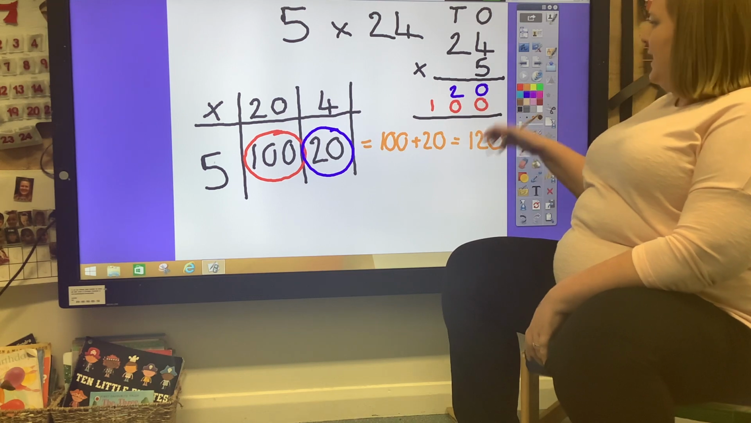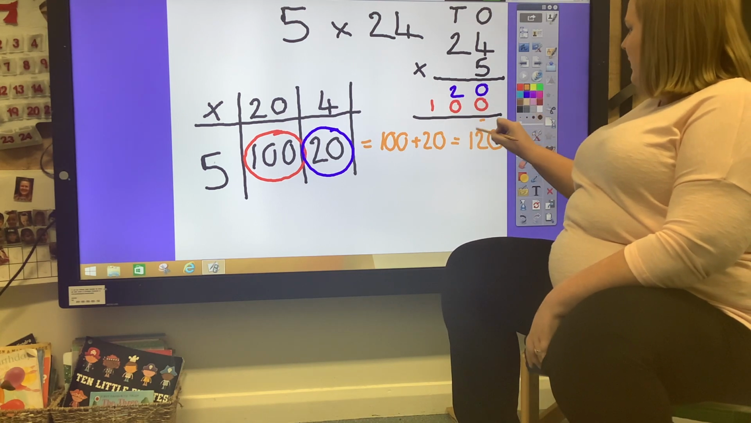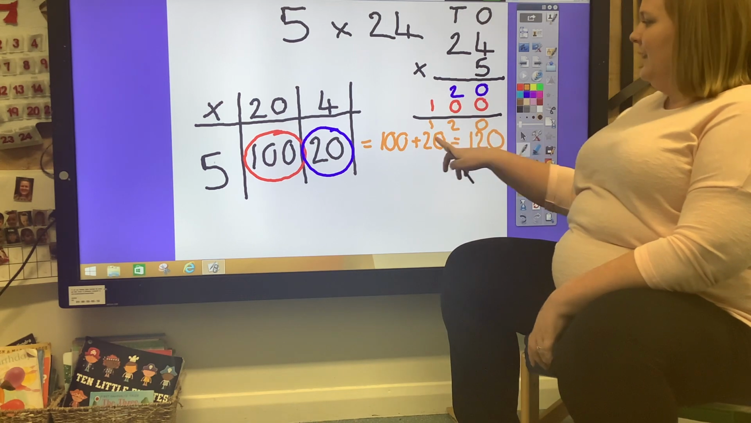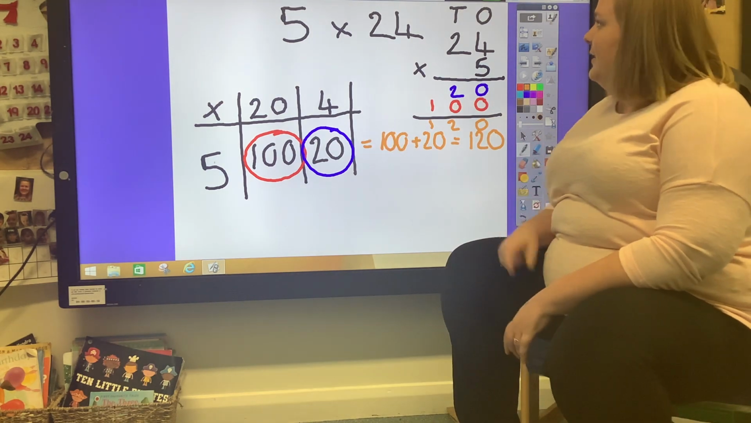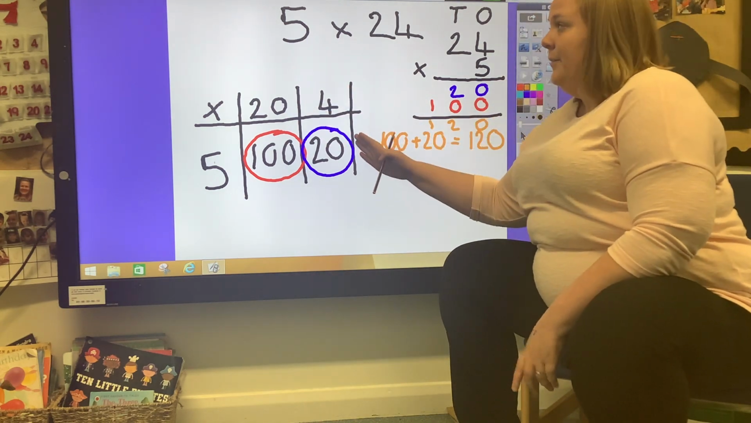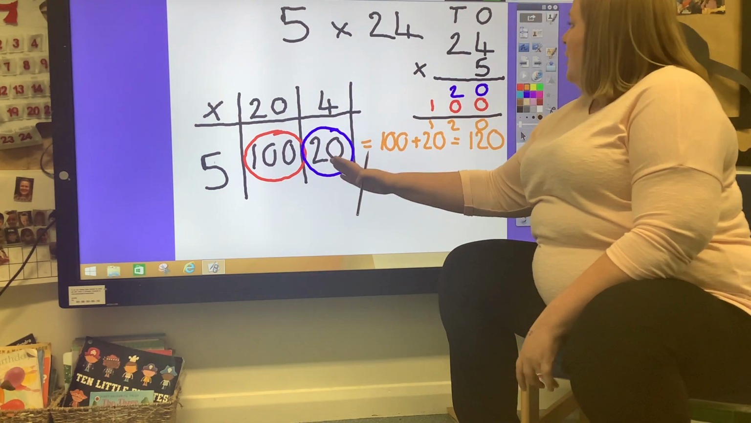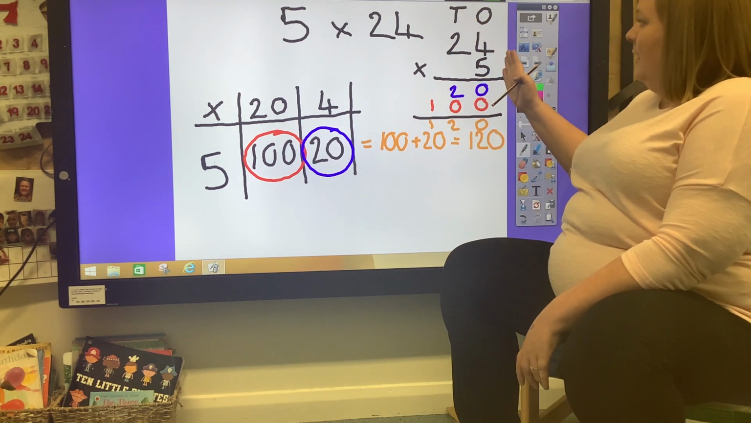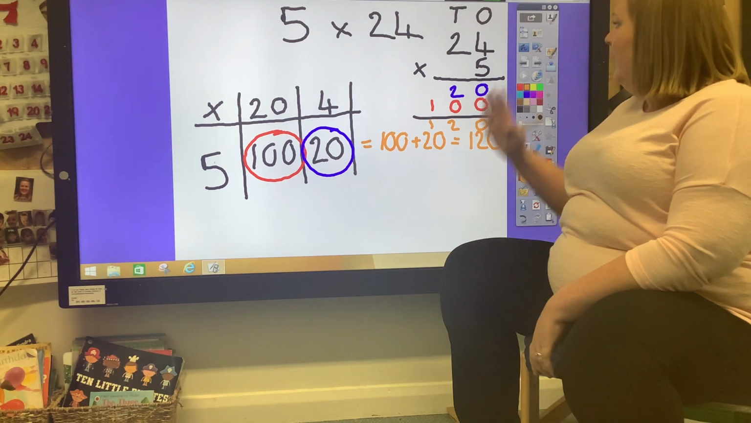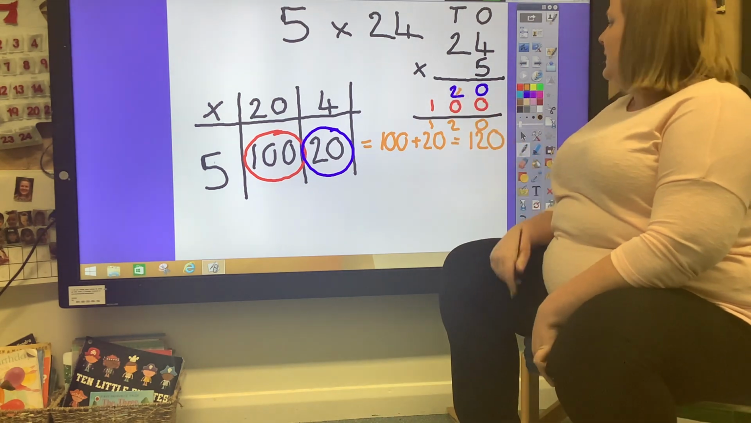And of course we're going to end up with 120 in this calculation. So this method at the beginning of the year, 2-digit times 1-digit, moving on then to this column method towards the end of Year 3, ready for Year 4, but taught alongside to make explicit links between the two.